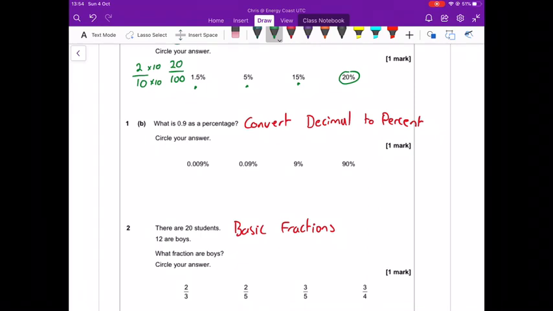Next one, really similar. 0.9, you need to know this really. 0.9 is 9/10, which is 90%. Okay, so 0.7 would be 70%, 0.1 would be 10%, for instance.